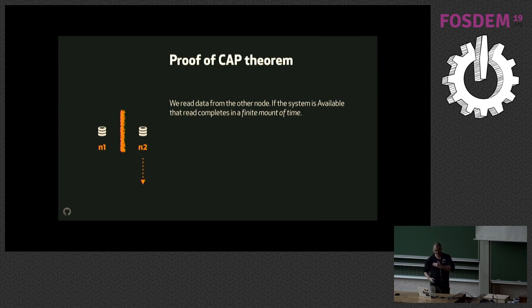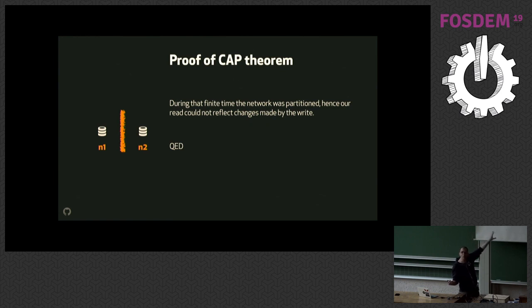And what happens afterwards is that we're going to read a value from node number 2. And that too, if we assume that the system is available, is going to complete within a finite amount of time. It is therefore valid to speak about what happens next. What happens next is that a finite amount of time has passed. We placed the value 7 on node number 1. There is no way it reached node number 2 because throughout this time the network was broken. QED. We assumed availability, therefore there cannot be consistency.